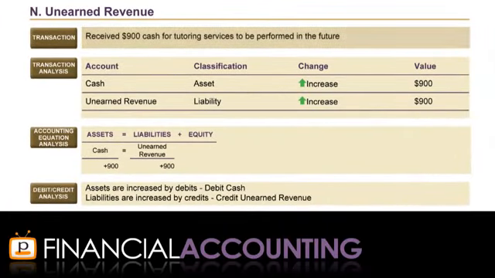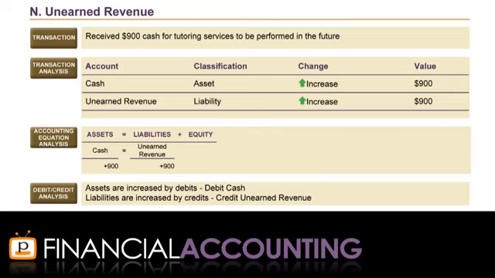The first thing we have to do is analyse the transaction to determine which accounts are to be debited and credited. In this case, the cash account increases by the $900 received in cash. Now, cash is an asset account, and asset accounts have normal debit balances, so the increase in cash is recorded as a debit of $900. The other account affected by the transaction is the unearned revenue account, which is actually a liability account. Liability accounts have normal credit balances, so the increase in unearned revenues is recorded as a credit of $900.